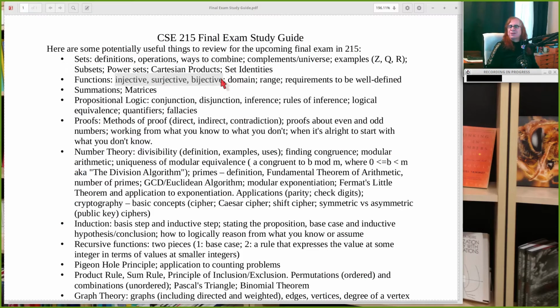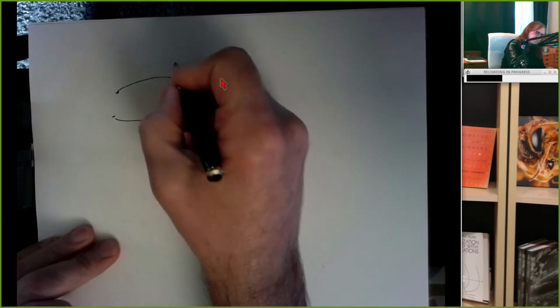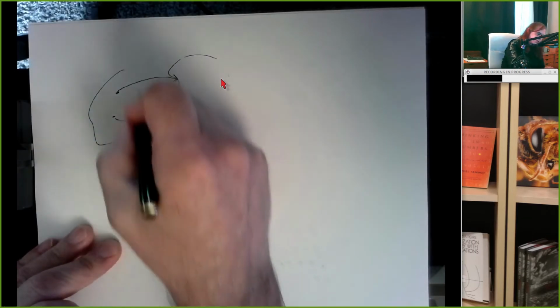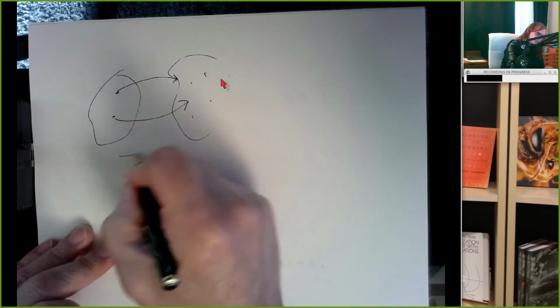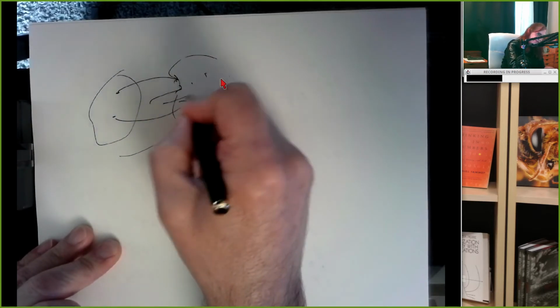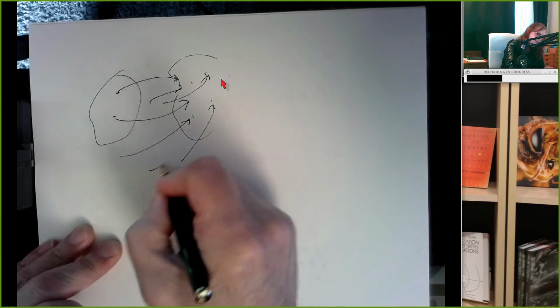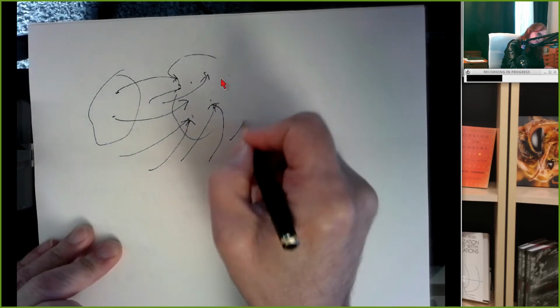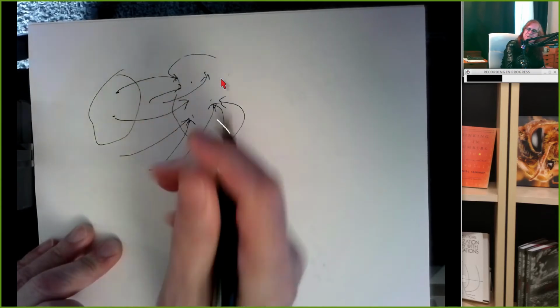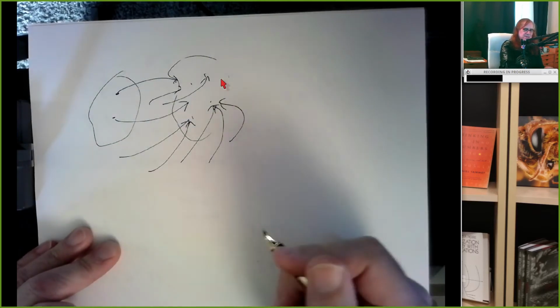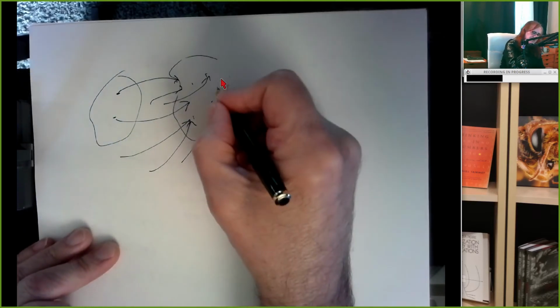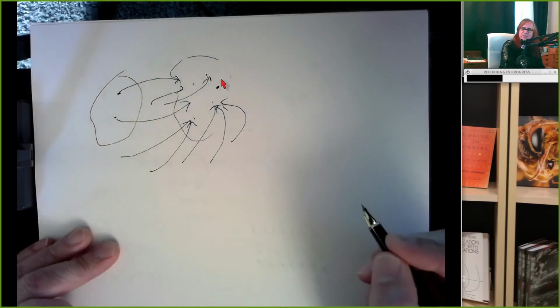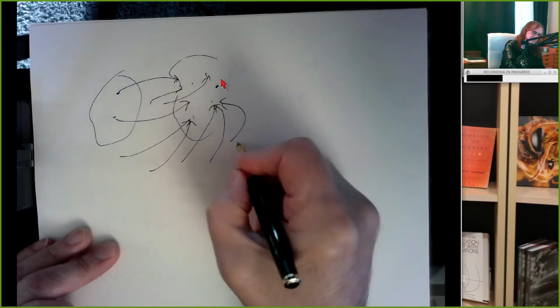Surjective just means everything gets mapped to. So if I have a set of points over here in this set, every one of these has to have an arrow. Some of these points might have multiple arrows. That's okay. As long as every point has an arrow pointing to it, that function is surjective. If there's a point that doesn't have an arrow pointing to it, it's not surjective anymore.